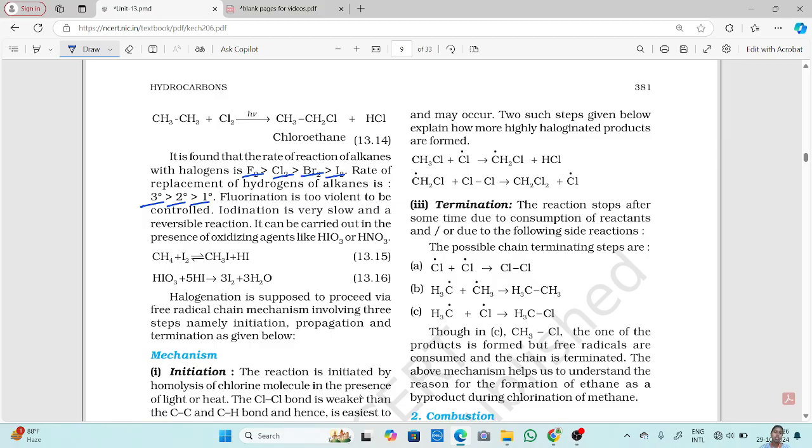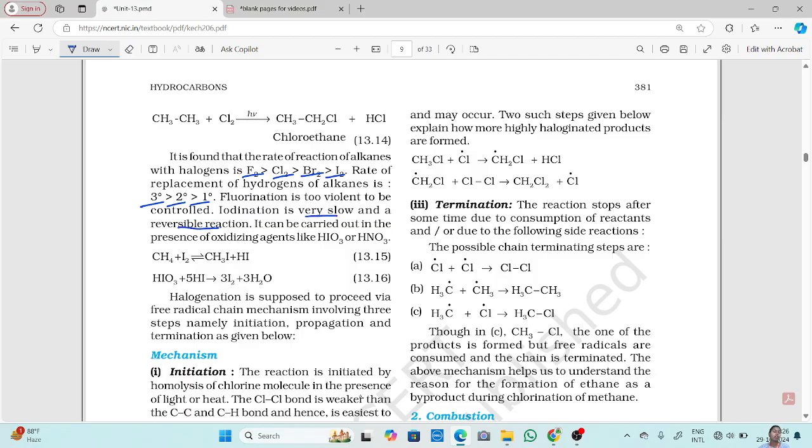Now fluorination is too violent to be controlled. Fluorination means removal of hydrogen and adding fluorine. It is too violent, meaning the moment you add fluorine to any alkane, it will start to take out all the hydrogens. So you cannot control the fluorination process. Iodination is very slow, whereas fluorination is too fast. Iodination is very slow and a reversible reaction.